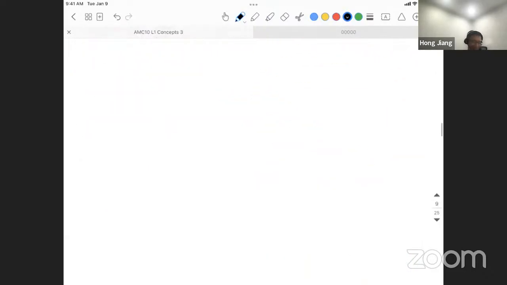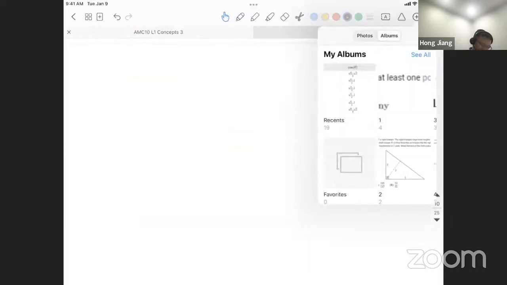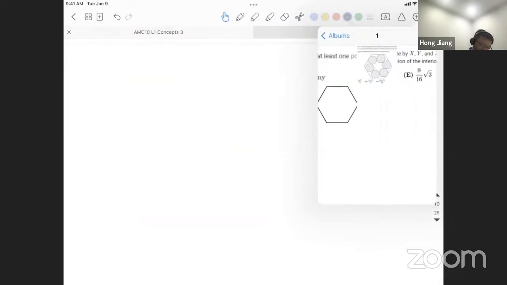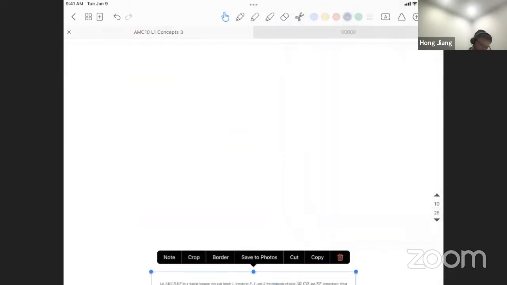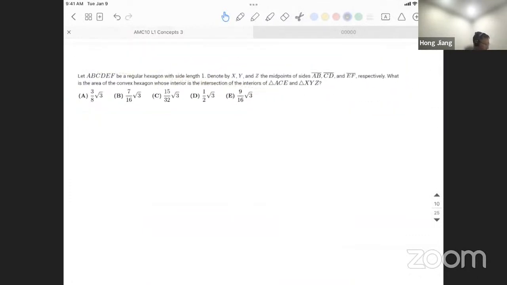Okay? Our second problem comes from the 2018 AMC 10A, question number 24. So the problem says, let A, B, C, D, E, F be a regular hexagon. This is also a hexagon.